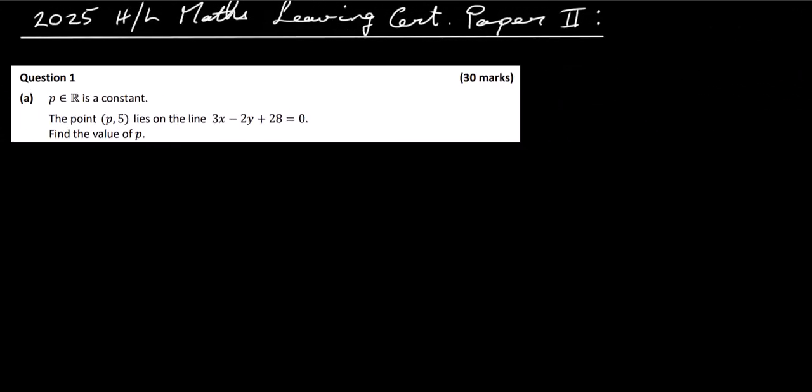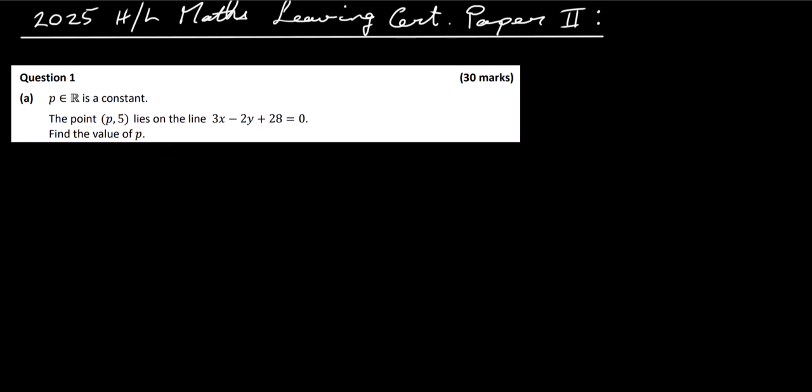Okay, so let's have a look at paper 2 for the 2025 Higher Level Maths Leaving Cert. This is question 1a. The point P,5 lies on the line 3x minus 2y plus 28 is equal to 0. Find the value of P.